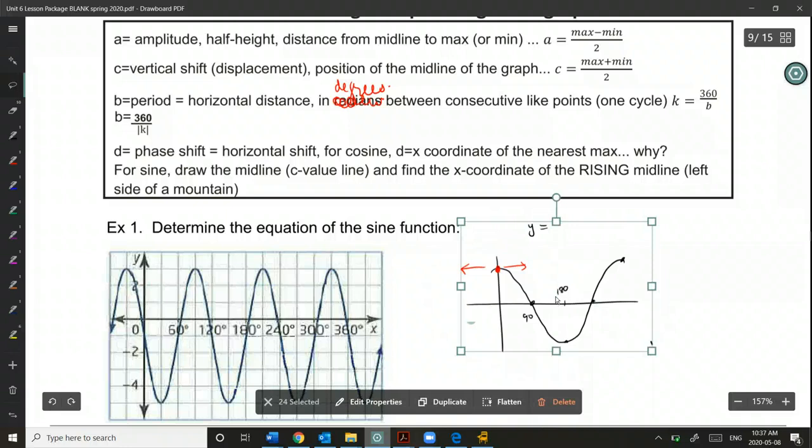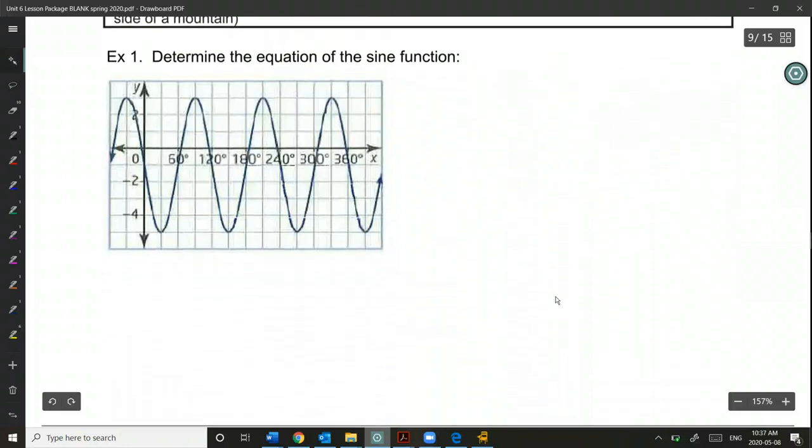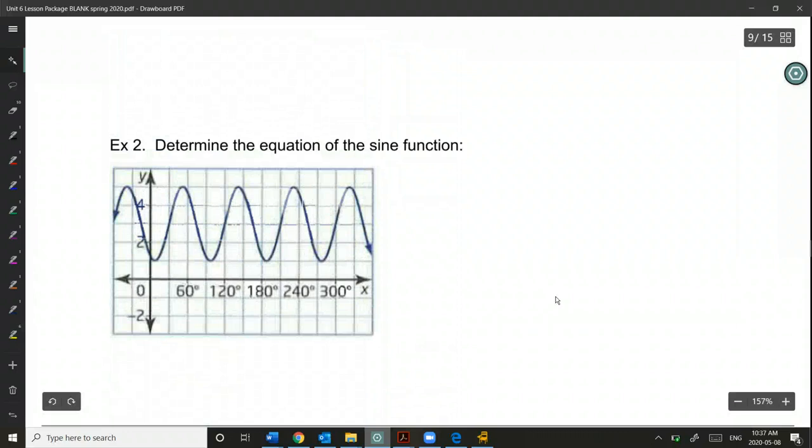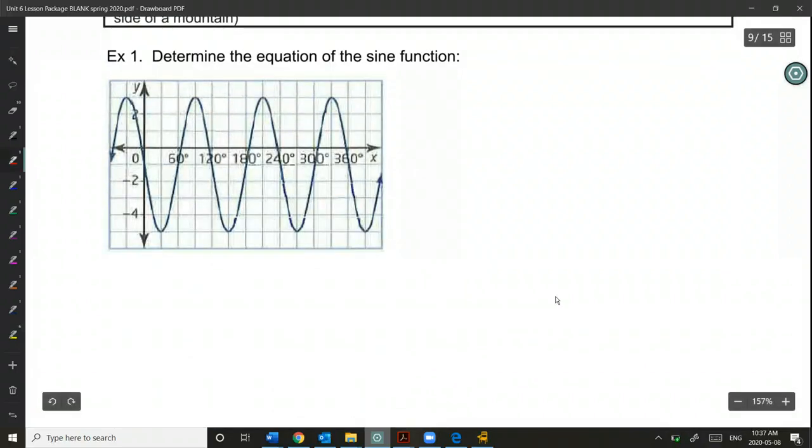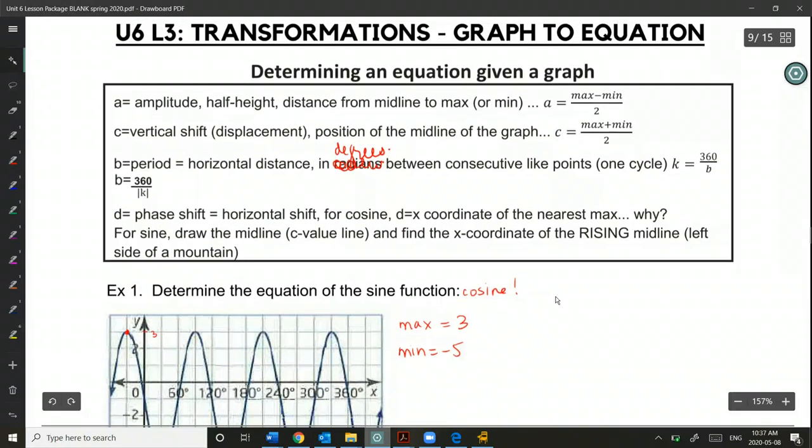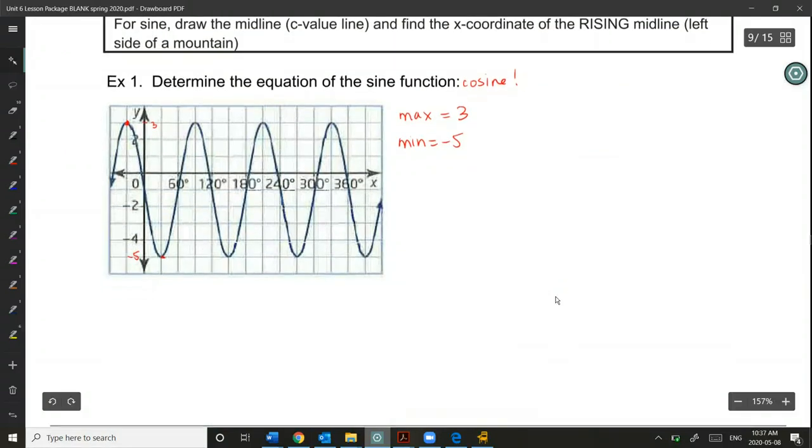Okay, so for our first example here, we're going to take a look at this graph. And we are actually going to find a sine function and a cosine function for this one. Okay, so let's start by identifying our max point and our min point. So I'm talking about the y values of those. So max looks like here is 3, and minimum is -5. So I can now use both of these in our formulas above for amplitude and the midline, or the c value, to find a and c.